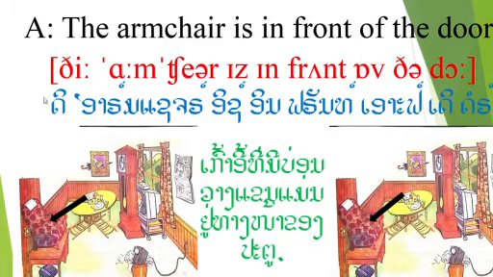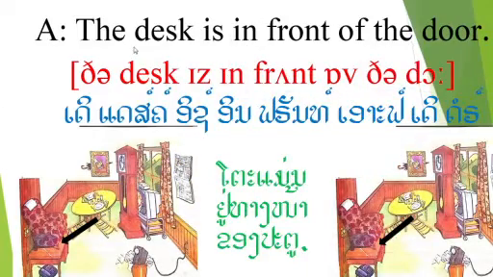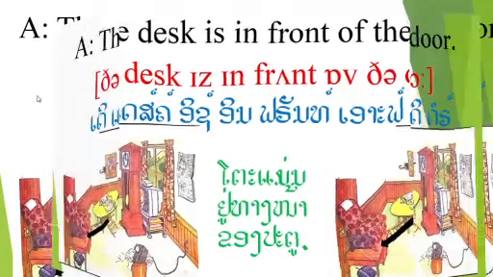Right, next answer. The black arrow moves to the desk. The desk is in front of the door. The desk is in front of the door, right? You see now. Next answer.